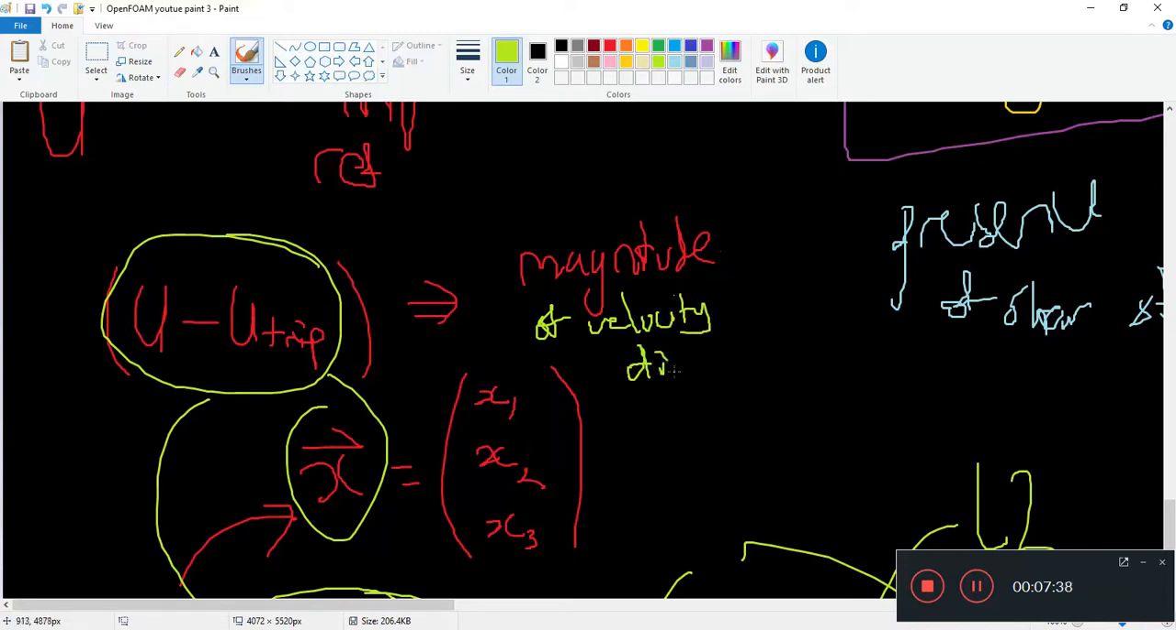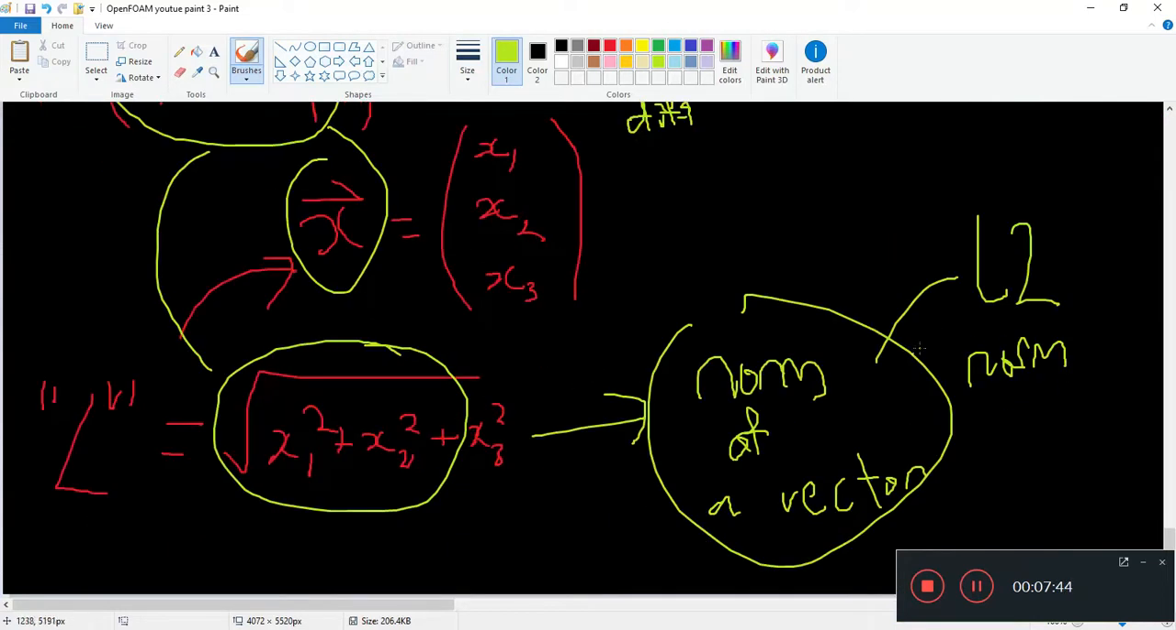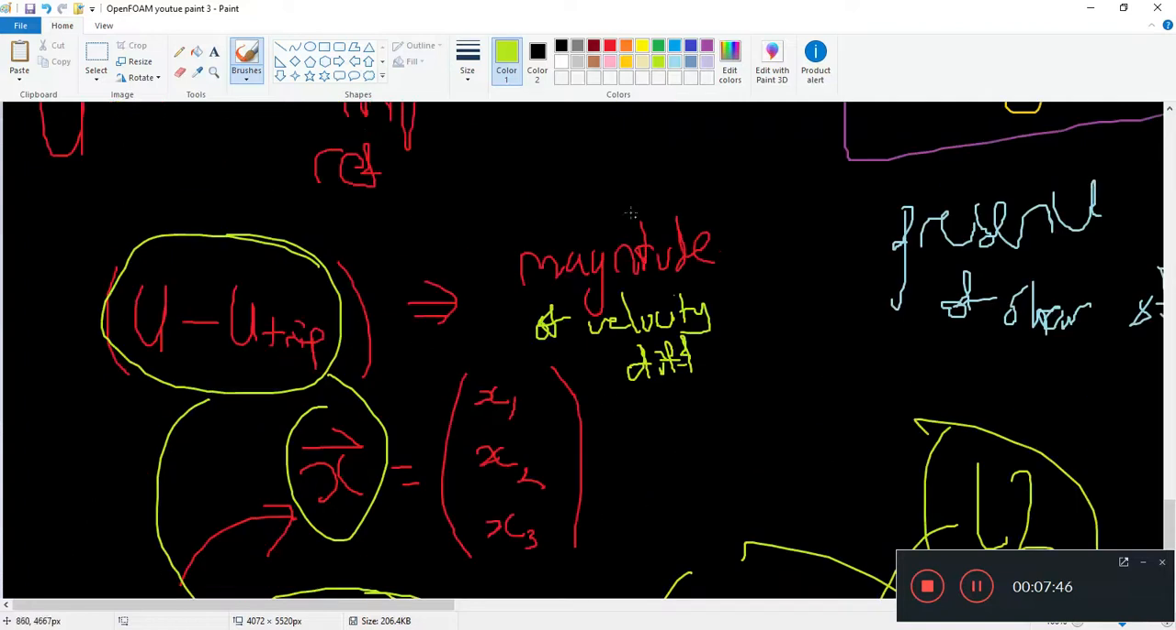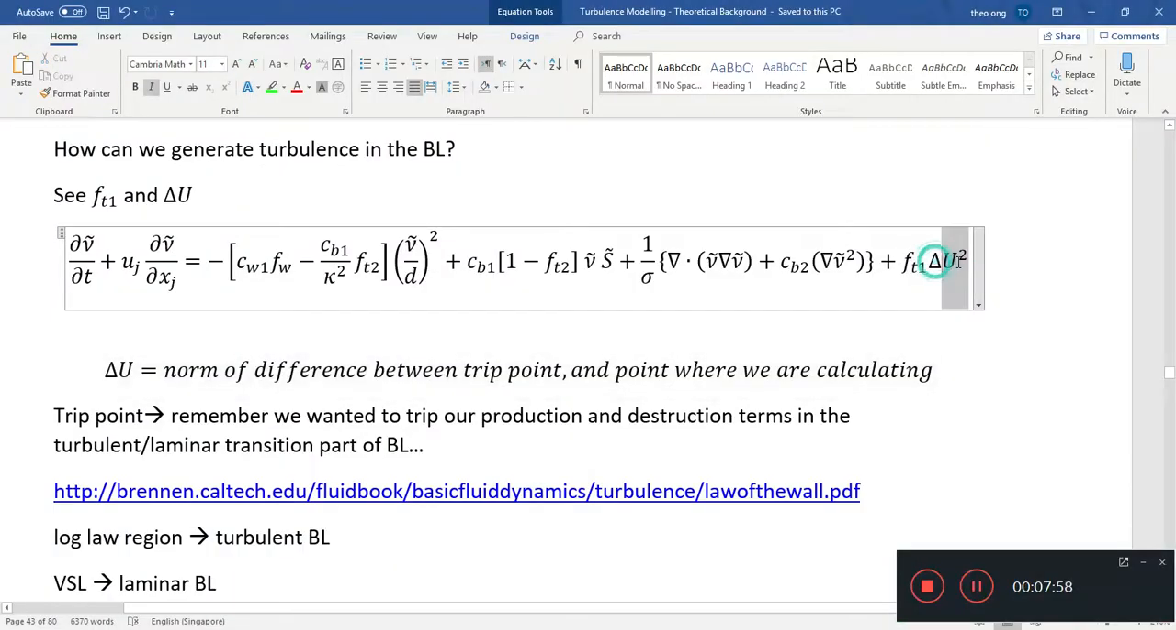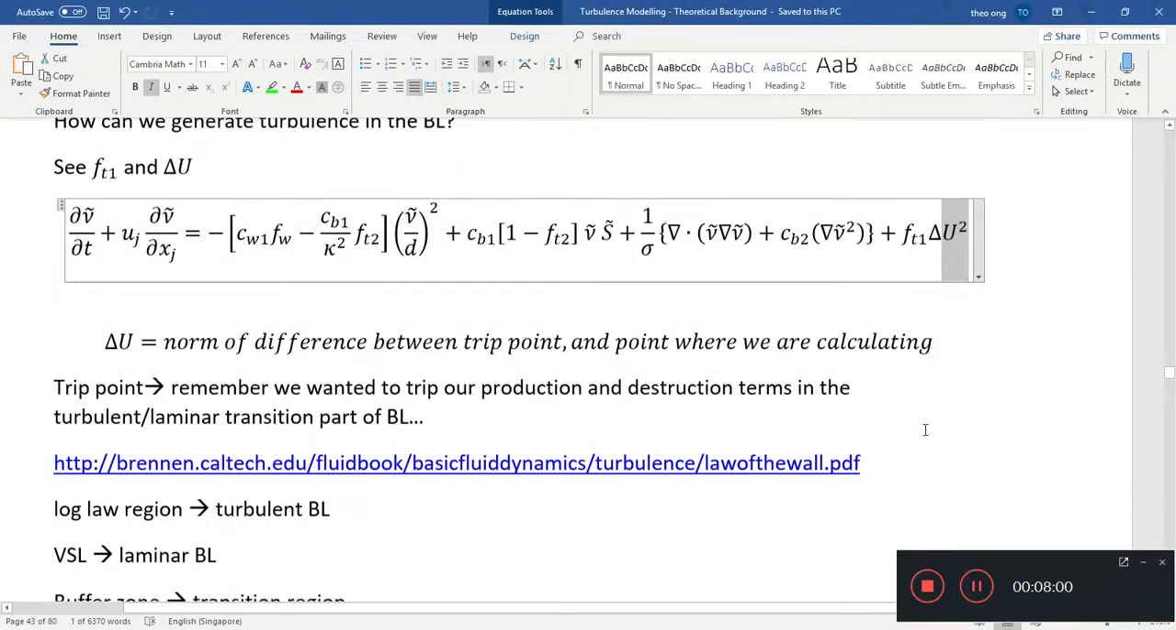Because it shows you that so-called length of the vector. And that's what the norm is about. It's the L2 norm, which is the magnitude of velocity difference, which they rightly call delta U because that's actually the difference in velocity. So hopefully that clarifies what this difference in velocity is.